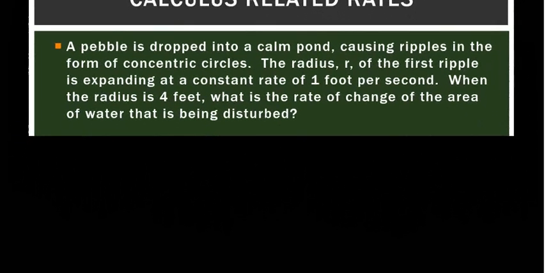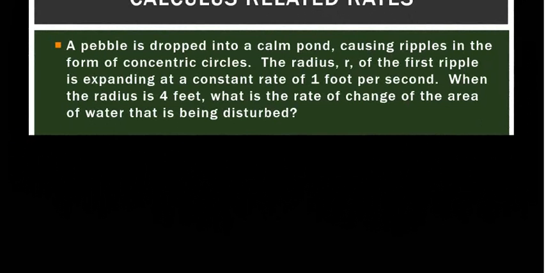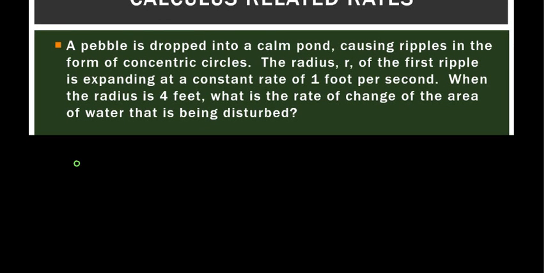A pebble is dropped into a calm pond, alright, causing ripples in the form of concentric circles. So if you can imagine, you've got your pebble that's dropped, and then the circles, of course, expand out as you disturb the water. Or you could think of it kind of as a small circle that turns into a little bit bigger circle, that turns into a little bit bigger circle, and so on and so on.